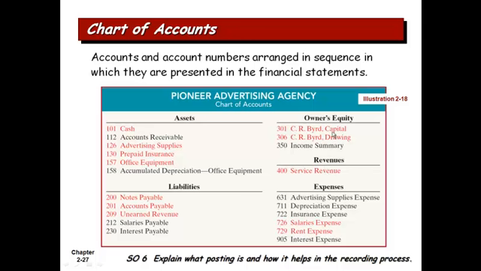Owner's equity consists of capital, and you'll see the last name or the name of the owner or owners. Each owner will have their own capital account. Drawing, and income summary. Income summary, you'll see this in chapter 4 and the end of chapter 3 when we close the books. Revenues, in this example, it's just one service revenue.